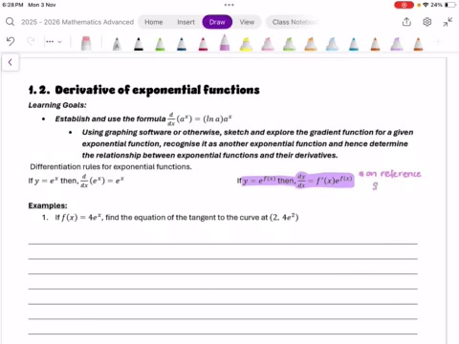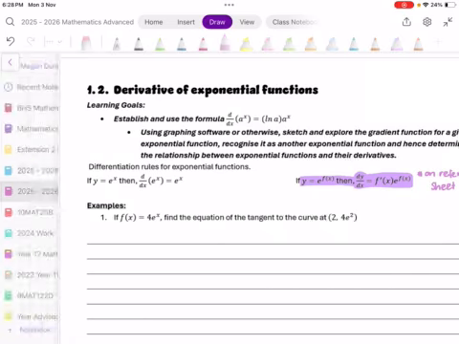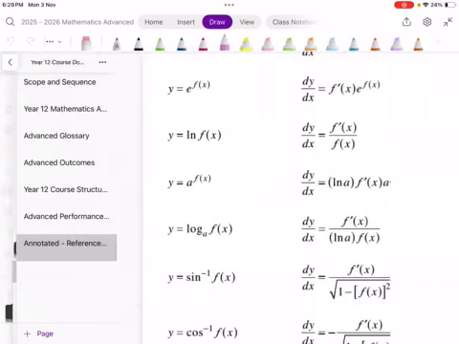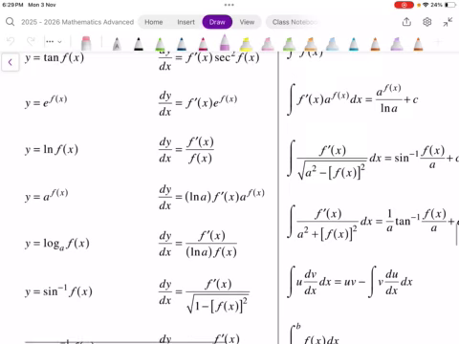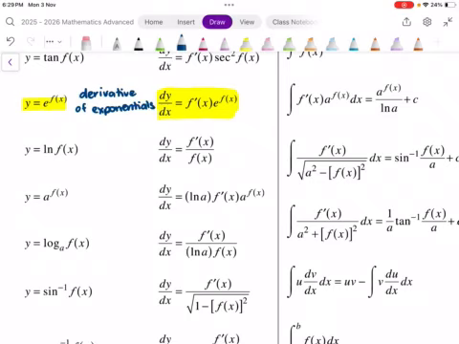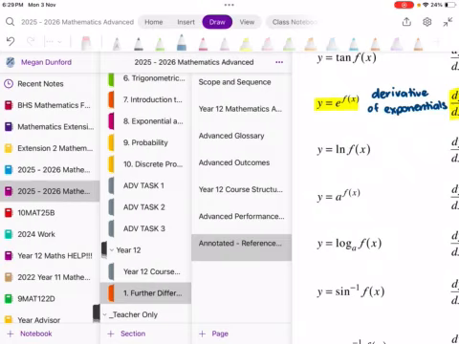I'll show you where it is right now. So on your reference sheet on page 3, that is this formula right here. So the derivative of an exponential function. So you never have to remember it. It is always there for you. You just need to make sure that you know what it means and how to use it. So let's have a little review of the derivative of exponential functions.